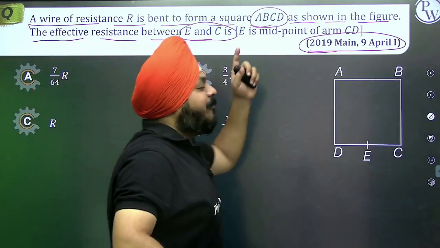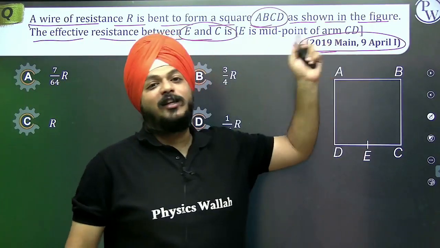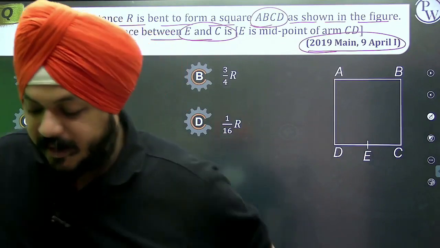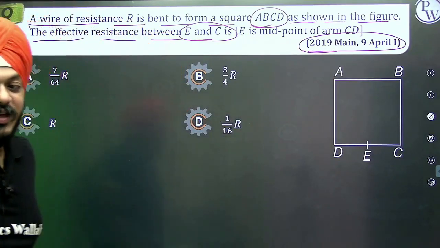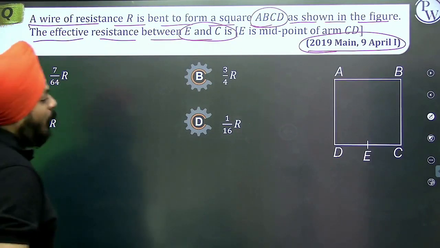The entire wire is bent into the form of this square. Now after that, the triangle is going to come. Okay, now the square is there, and after that, the triangle is going to come. So what will be the effective resistance between points A and C?